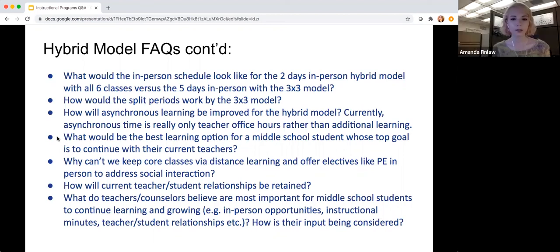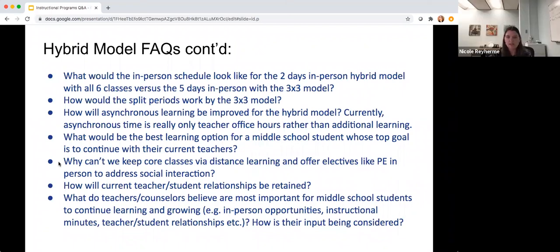What would be the best learning option for a middle school student whose top goal is to continue with their current teachers? We are striving to maintain our class schedules as much as we can, but we can't guarantee it. It's going to depend on how many of our students are requesting EDL and the number of teachers that we're going to need for that. So unfortunately, I don't have a concrete answer to this.